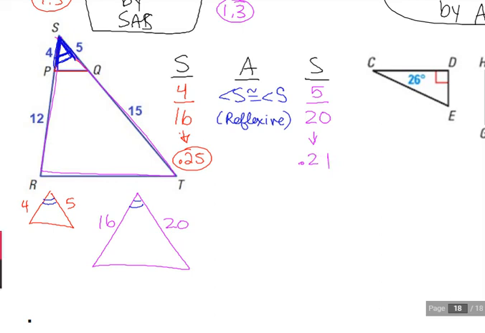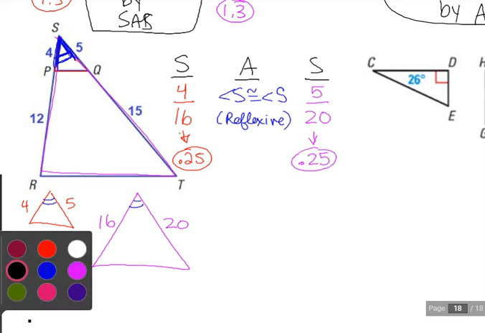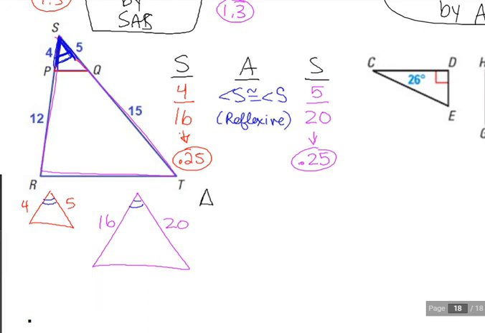Let's talk about the triangles. Let's go SPQ similar to triangle, I'm using my original diagram, top, left, right, and so that's going to be SRT. Okay, so by SAS similarity: two proportional side lengths with the angle in between.